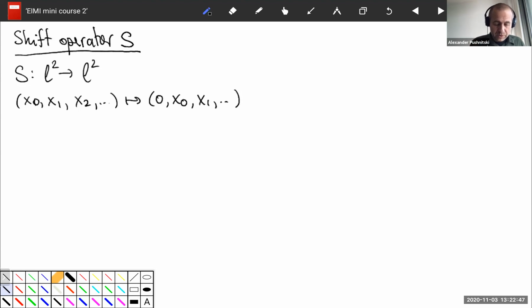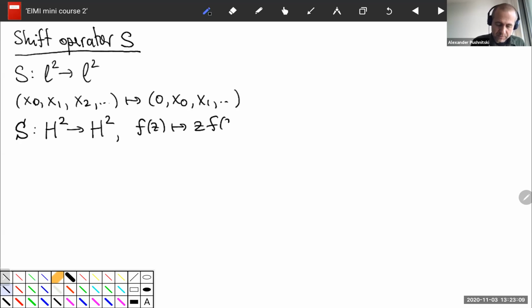So an alternative way of thinking of the shift operator, I will still denote it by the same letter S, is as something that's acting on the Hardy space. Doesn't matter whether you think of the unit circle or the unit disk. You simply map f of z to z f of z. And this clearly does the same job if you think of the Fourier coefficients.